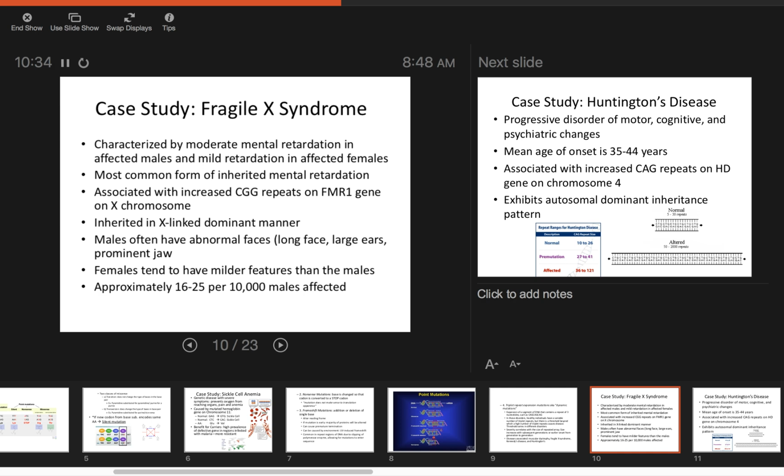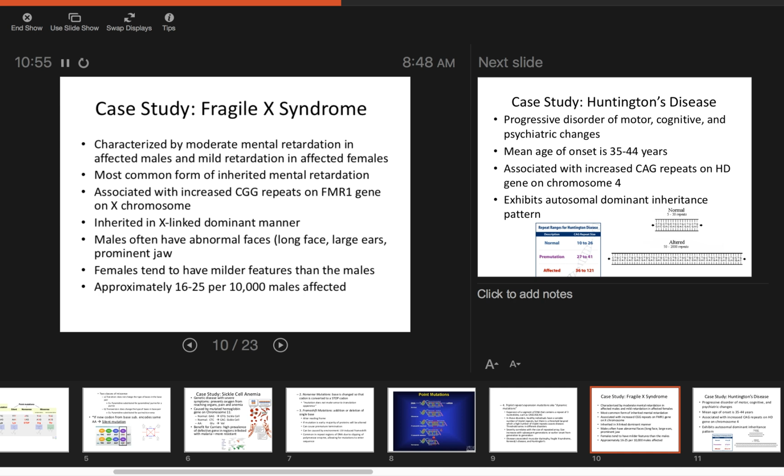Fragile X syndrome. So it happens on your sex chromosome, the X chromosome. In this case, it's a repeat of CGG on a certain gene, the FMR1 gene. So because it's on the X chromosome, it's a sex-linked dominant matter.